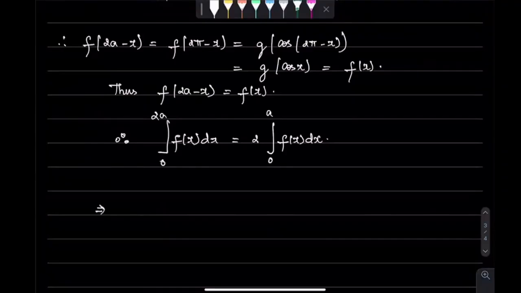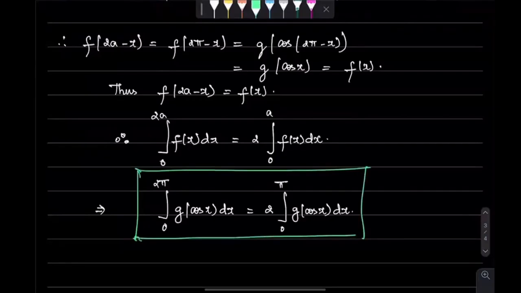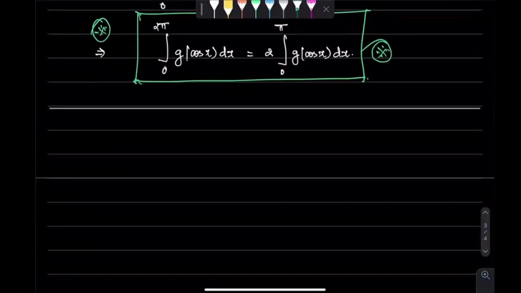It says integral 0 to 2 pi g of cos x dx becomes 2 times the integral 0 to pi g of cos x dx, children. Does it make sense? Are you happy? So we are going to use this in the upcoming problem to solve it. This is one of the important results. The next question.